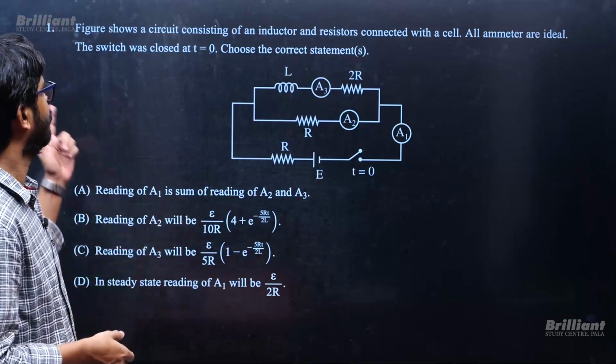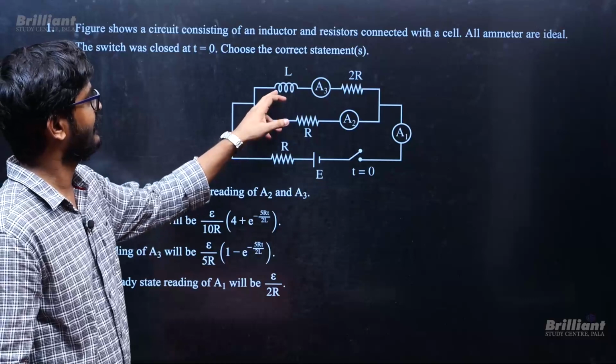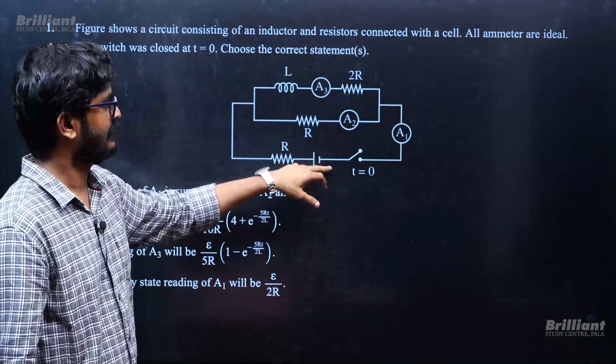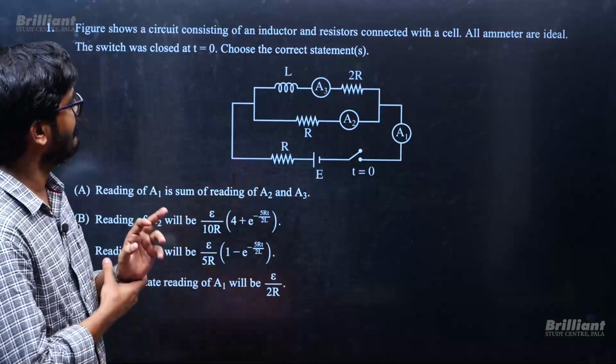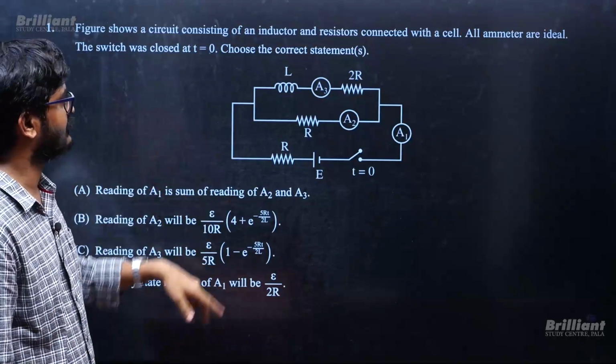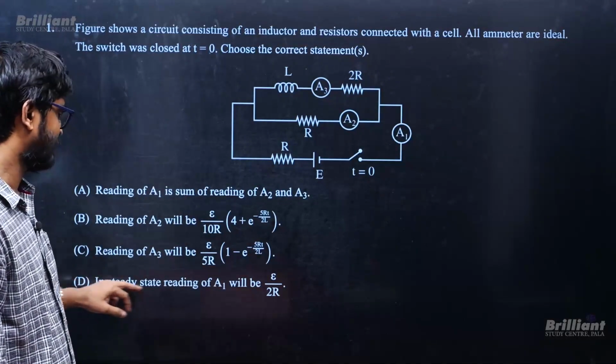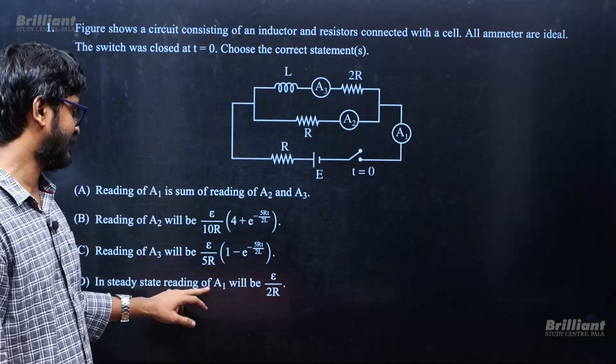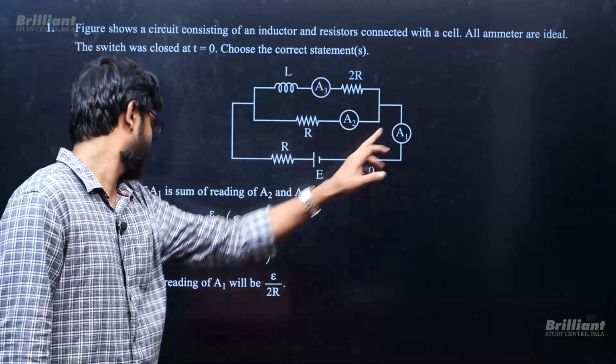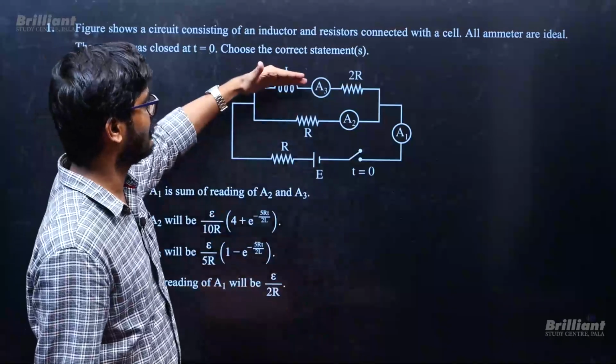The first question says: the figure shows a circuit consisting of an inductor and resistors connected with a cell. All ammeters are ideal and the switch is closed at t equals 0. Choose the correct statements. Look at the fourth option: in steady state, this ammeter reading. In steady state, the inductor is going to behave like a short circuit.